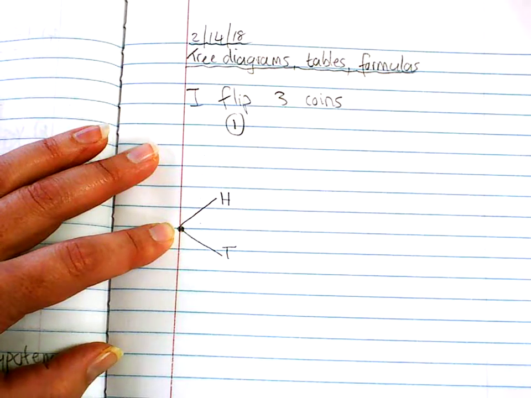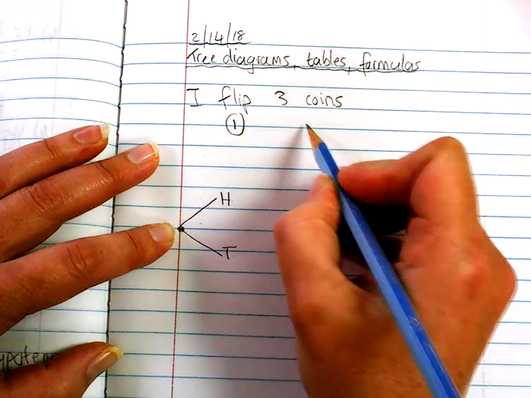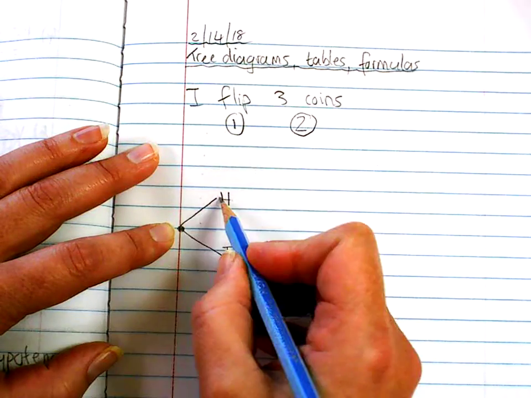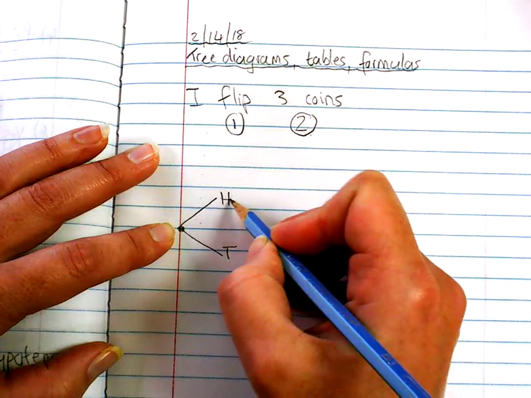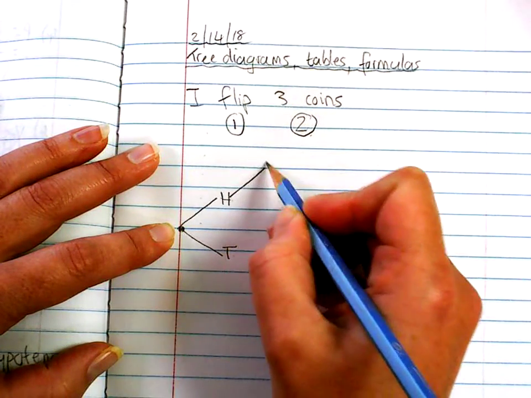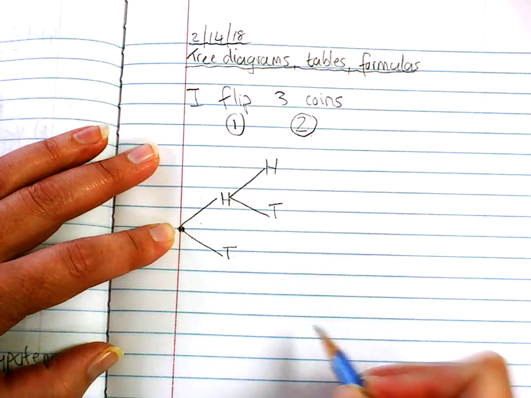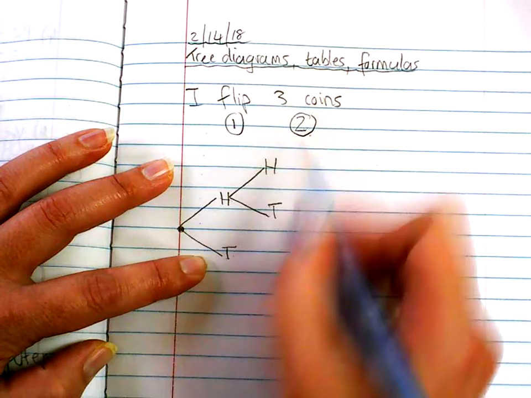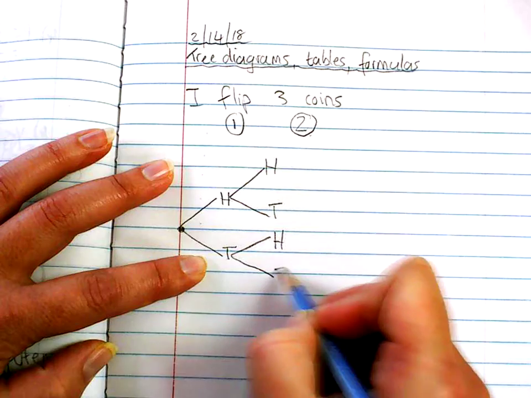So what am I saying? My first coin could either end up on heads or tails. Now what about my second coin? If I threw my second coin, then along with this heads, it can go either heads or tails. But with my first coin landing on tails, my second coin could land on heads or tails.